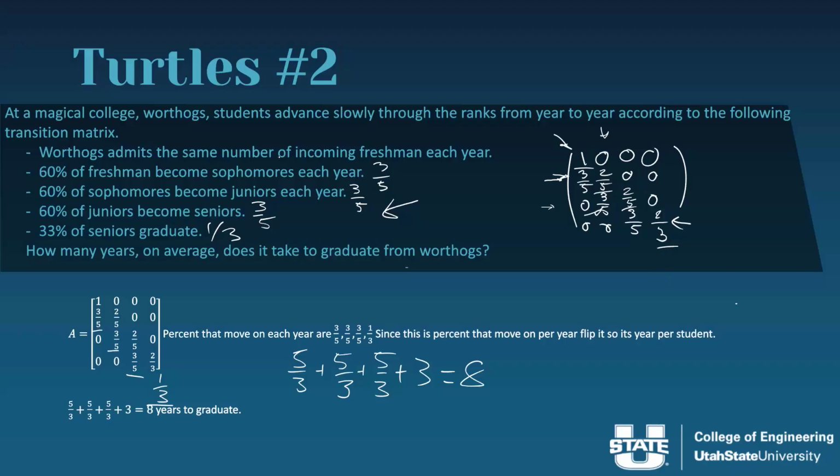Okay, awesome. That was a little confusing. Do people have questions? Do we understand? Yes. And the 3 comes from 1/3. And why do we take the reciprocals? Because all of these rates, the 3/5, 3/5, 3/5, 1/3, are all in students per year, and we're trying to find years per student. Okay. Awesome. Do we have any more questions?